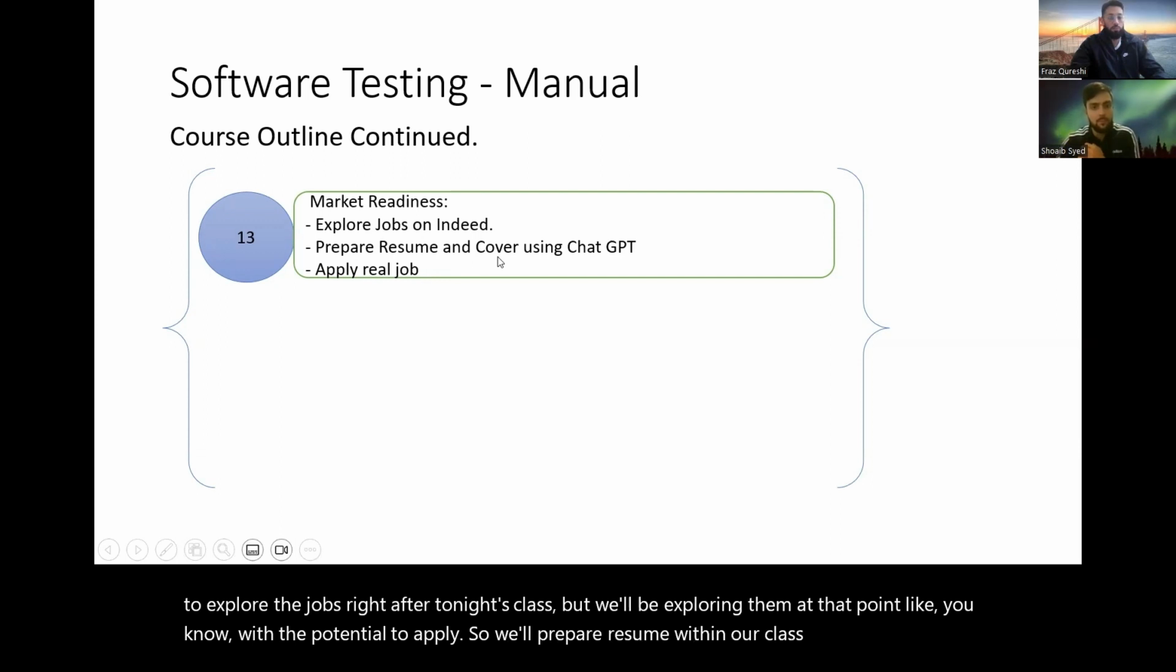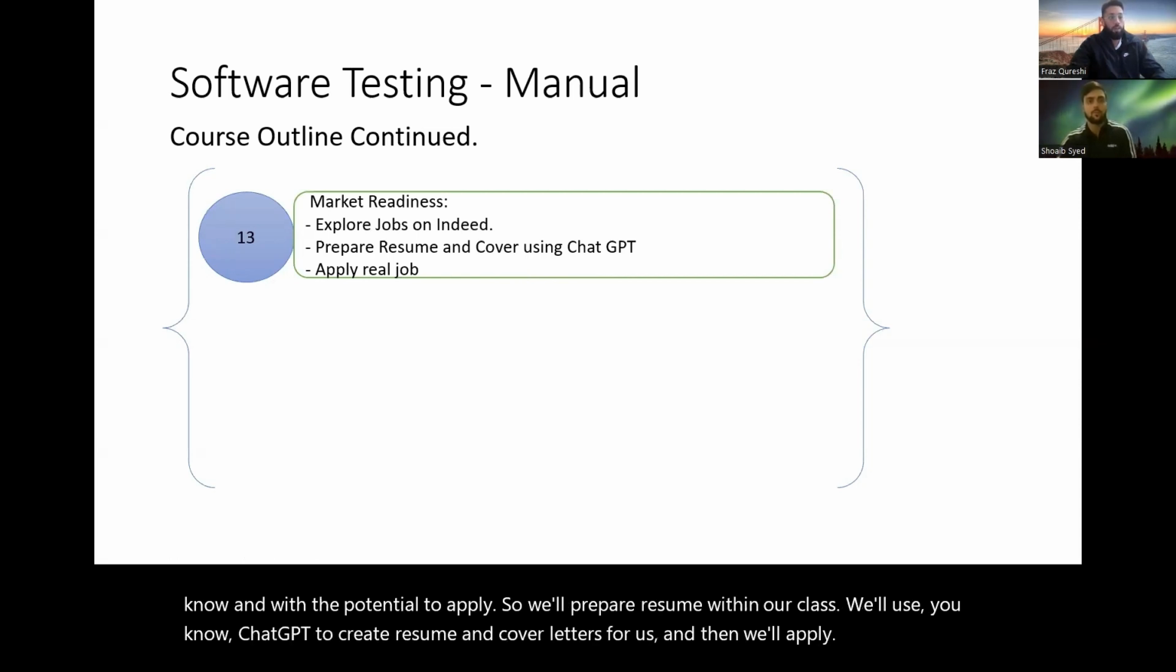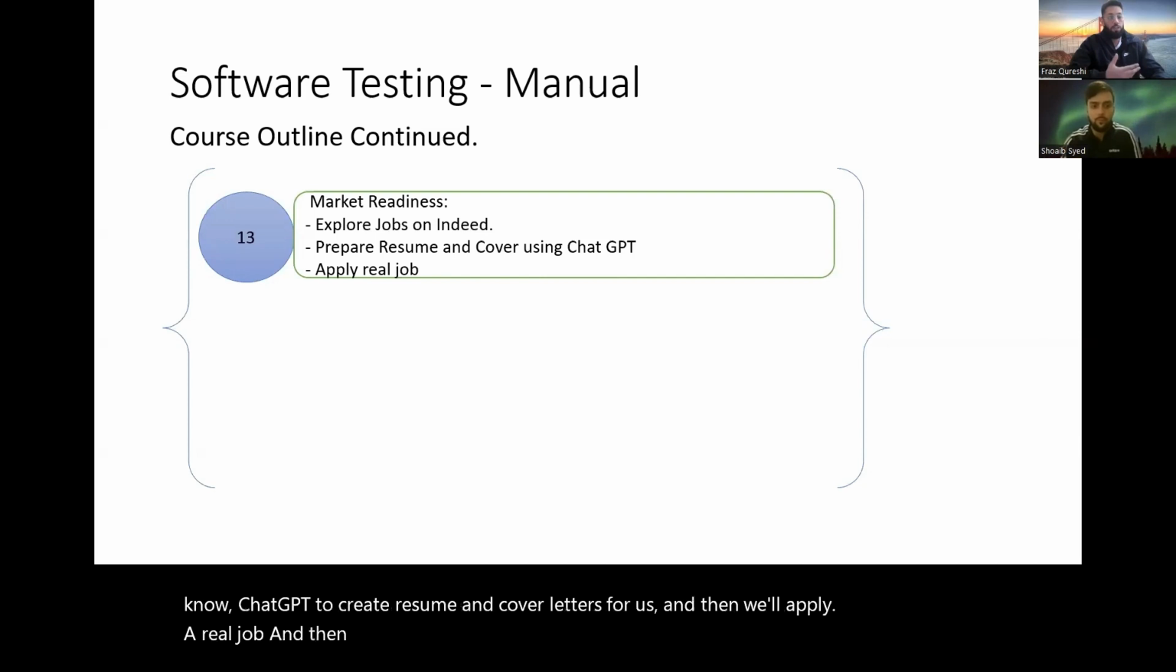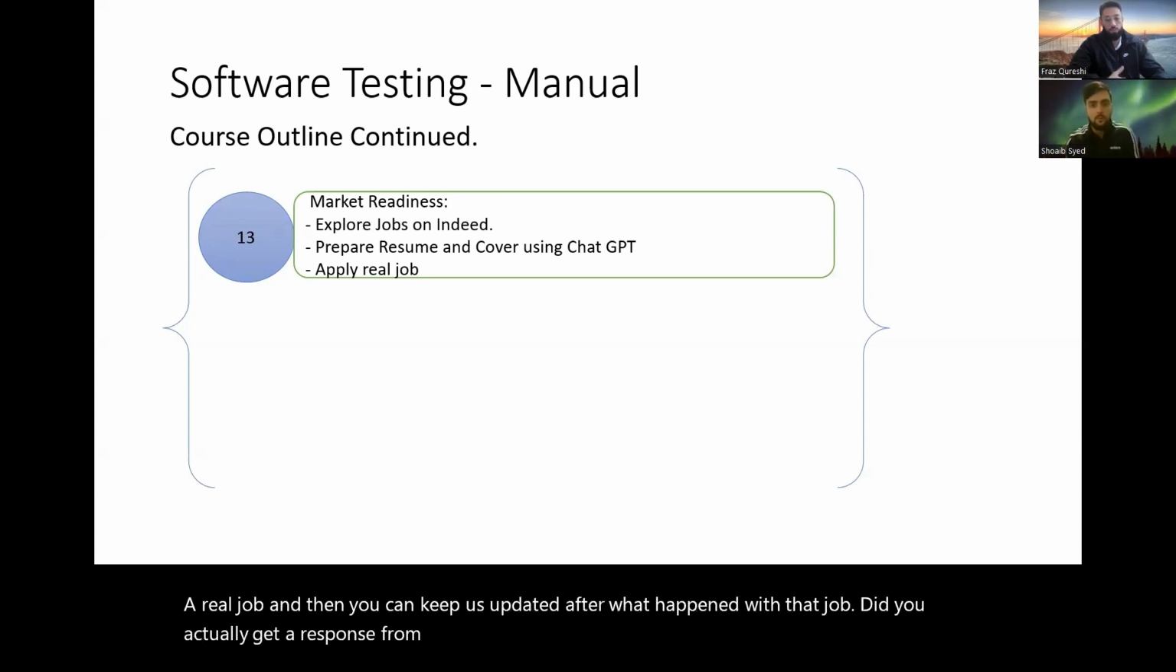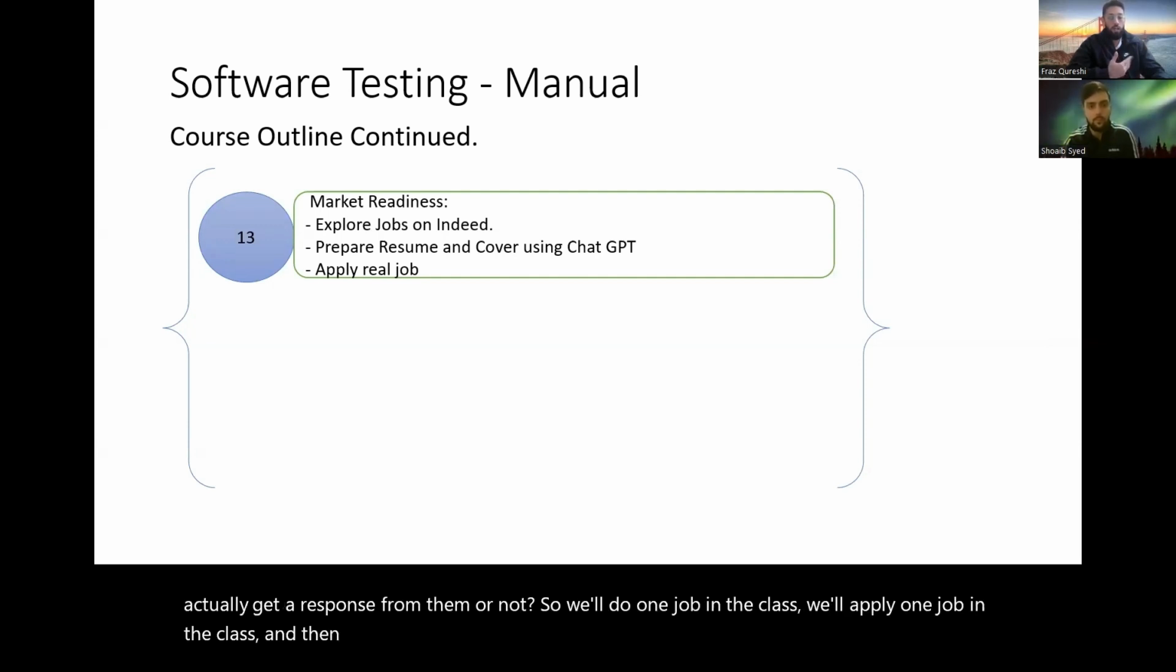We'll use ChatGPT to create resumes and cover letters for us, and then we'll apply to a real job, and then you can keep us updated after, like what happened with that job. Did you actually get a response from them or not? So we'll apply to one job in the class, and then later on I'll give you assignments to, for example, apply to 5 jobs in a week or something like that.